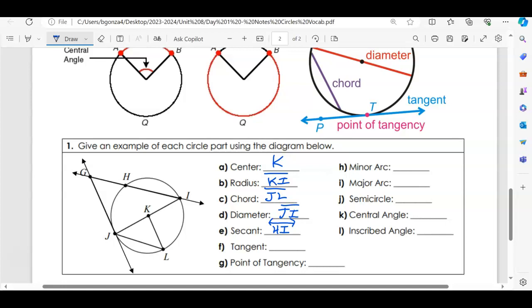This is a tangent line. It touches this circle at 1 point, okay? Don't forget. So now we're going to look at this picture. Where do you see a line touch this circle at 1 point? So what's the name of this line? I need 2 letters.